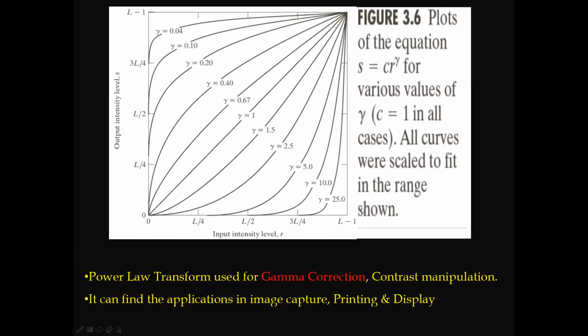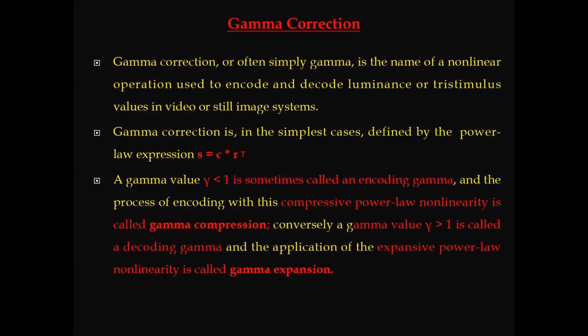Generally, what displays are we using? Some monitors. In those monitors, we can use this gamma correction, that is, power law transformations are used. So what is this gamma correction? Gamma correction, or often simply gamma, is the name of the nonlinear operation used to encode and decode the luminance and tri-stimulus values in a video or still image system.